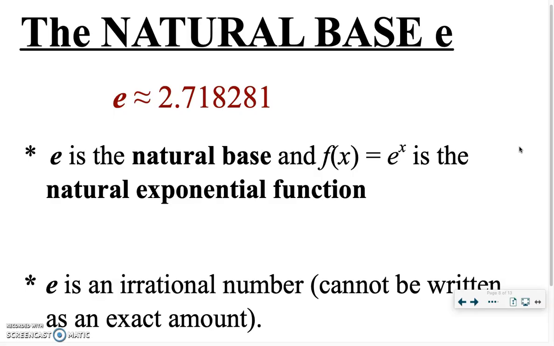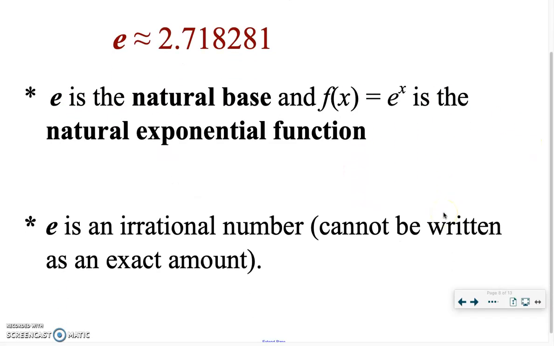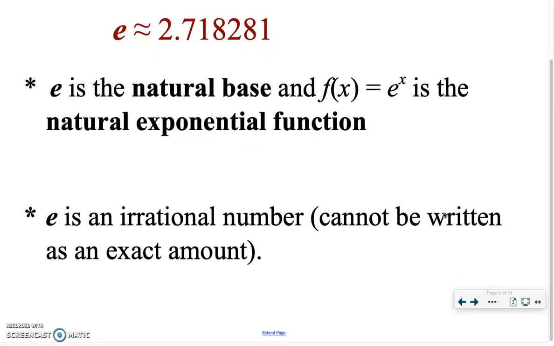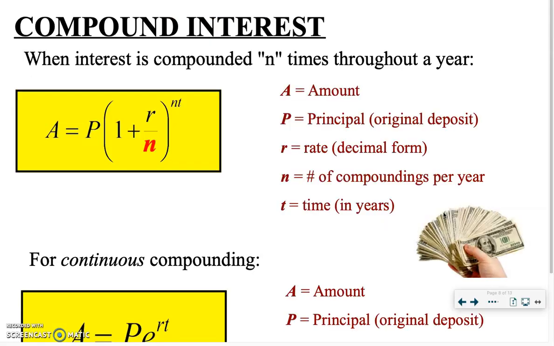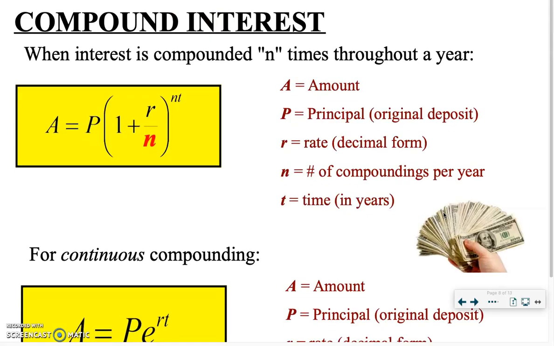Anytime we have E within a formula, that's not an unknown. Like I said, it's not a variable. We know exactly what E is. It's a button on the calculator. Okay, so E is going to be that natural base. Once again, f of x equals e to the x. That's what we refer to as the natural exponential function. E is an irrational number, so be careful with that. It cannot be written as an exact amount other than just E.